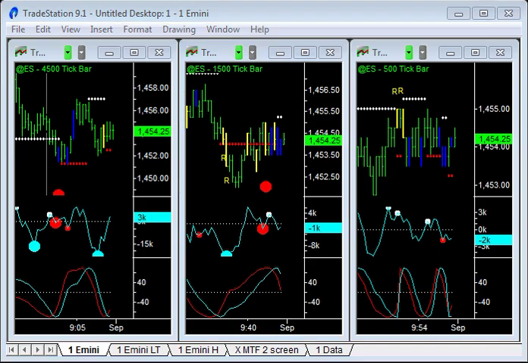Yeah, just long 54.50, and just had a couple of blue professional bars come in here on the 1500 tip bar chart.